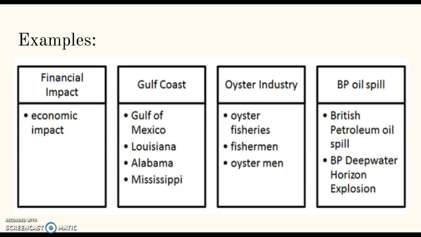For example, financial impact might also be described as economic impact. The Gulf Coast is a large area, so you might find articles just talking about smaller sections of it, like Louisiana, Alabama, or Mississippi. The oyster industry might also involve keywords like fisheries, fishermen, or oyster fisheries. The BP oil spill was also called the BP Deepwater Horizon explosion, and BP is an abbreviation for the British Petroleum Company, which also might be a useful keyword.